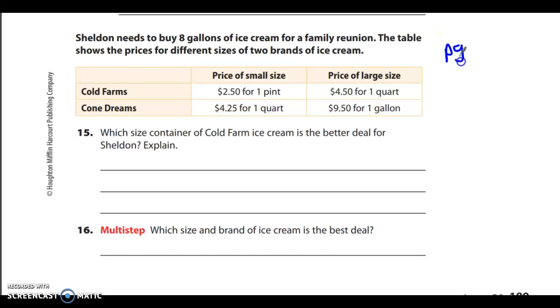This is the bottom of page 189. This video will likely go ahead and go through questions 15 and 16 and then go on to the beginning of the next page. Read along with me.